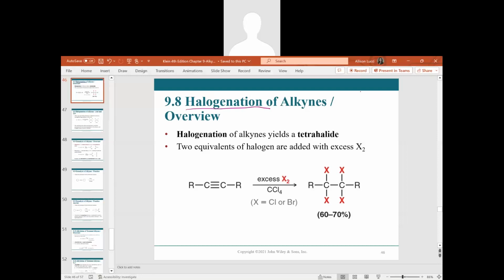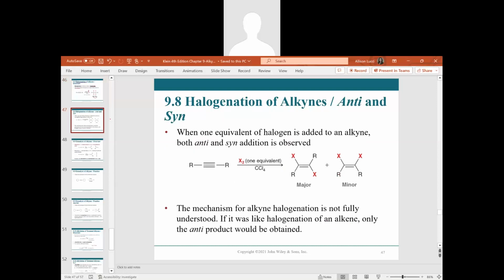So halogenation, if we give excess of the halogen, will always yield a tetrahalide, right? Two equivalents of a dihalide. So we have Br2, Cl2 added when we have excess X2. So we see about a 60 to 70% yield and this type of product, where all of those X's represent our halogens.